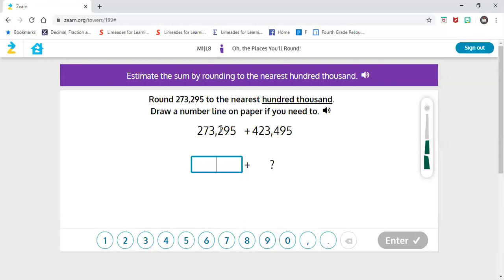2. So that 2 has two options. It can stay the same, and that will give me 200,000, or it can go up 1, which will give me 300,000. Yes. So I need to know, will 273,000 be plotted above my midpoint? And my midpoint will be 250,000. So yes, it'll be above it. So that means that my number is going to be rounded to 300,000.